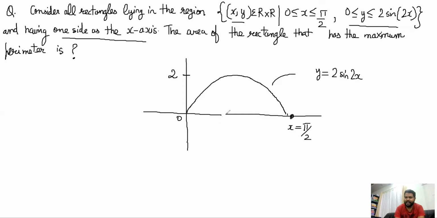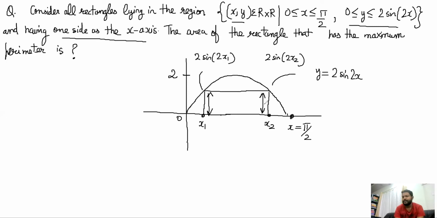So the rectangles have to have one side as the x-axis. So one side will be on the x-axis, and you have to consider all such rectangles. One possible rectangle is like this, and this point let's call it x1, and this point let's call it x2. So these are the y values. Y value here would be 2 sine 2x1, and y value here will be 2 sine 2x2, right? So clearly, for it to be a rectangle, this height should be equal to this height, right? Then only it will be a rectangle.